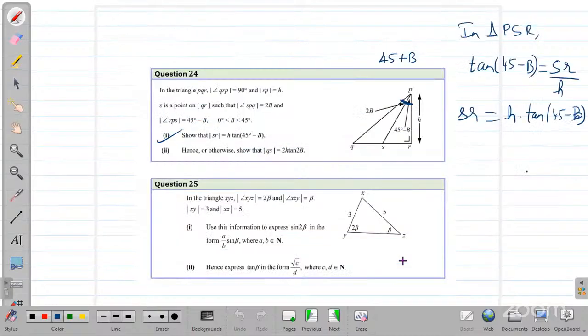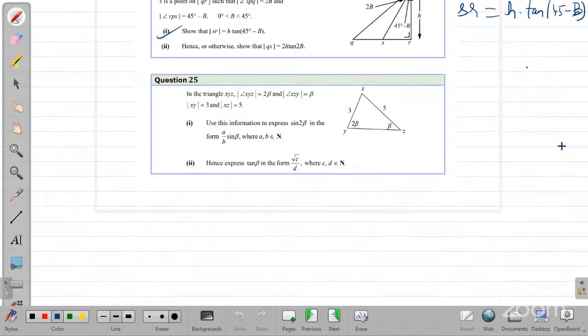Okay, fine. We have question number 25 here. In the triangle XYZ, angle XYZ is 2 beta, angle XZY is beta, XY is 3. These are the measures given here. Use this information to express sine 2 beta in the form A over B sine beta.